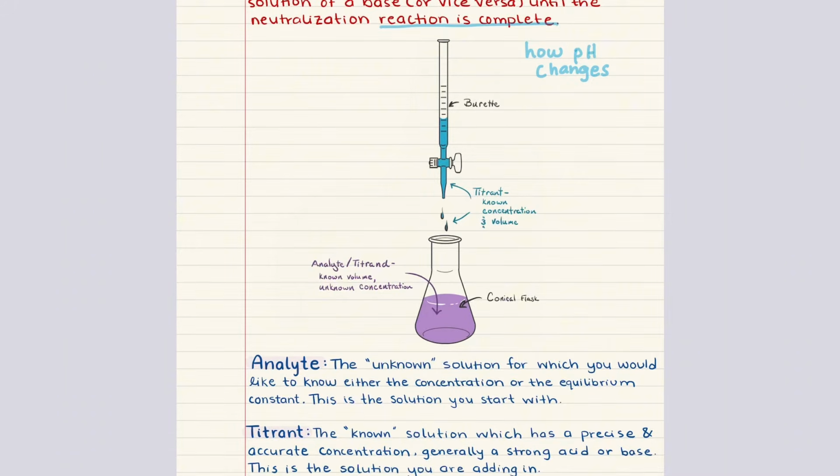What about the setup? The tall tube with a stopcock is a burette. It dispenses precise volumes that you can read from the scale. The liquid in the burette is the titrant. Its concentration is known accurately. And in this chapter, it's usually a strong acid or a strong base so that the proton transfer step is clean and fast. The liquid in the flask is the analyte. This is the solution you start with, and it is the one whose concentration or equilibrium constant you want to determine.